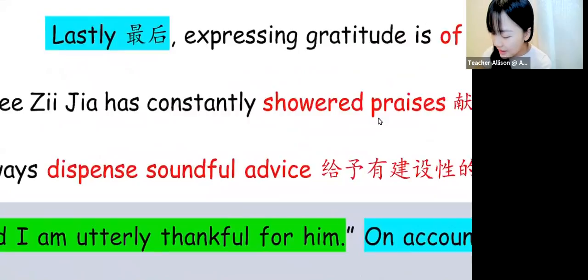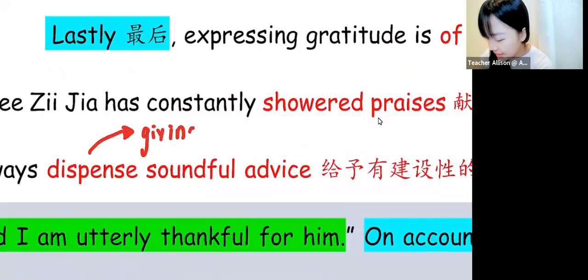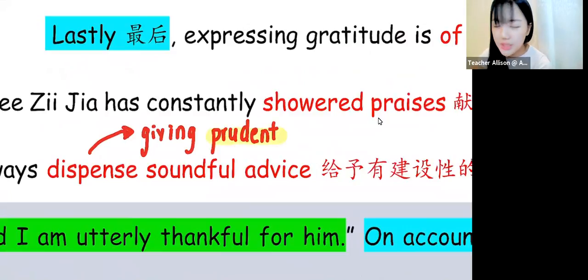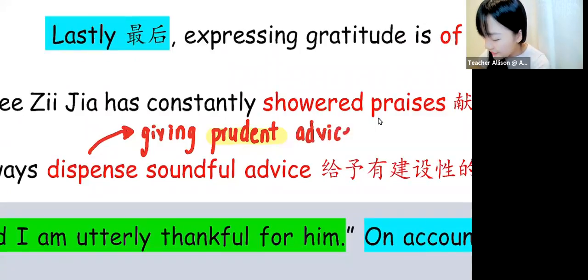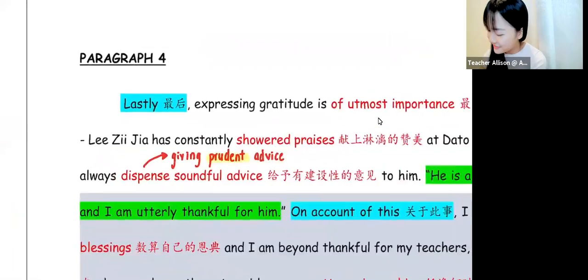The meaning of soundful advice is they are constantly giving extremely prudent advice. So I always teach this word to my students, a very useful word. 什么是 prudent? Prudent 呢就是很有智慧 and extremely prudent advice. Or you can say dispense soundful advice, which means the same thing. The advice is very good and very wise, all right?